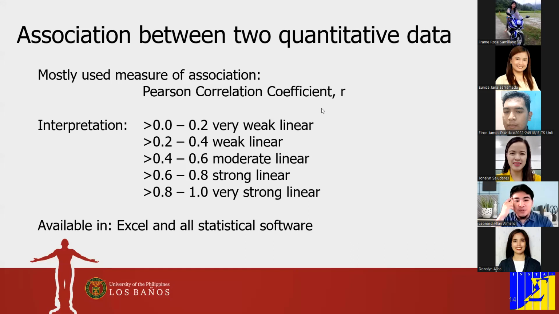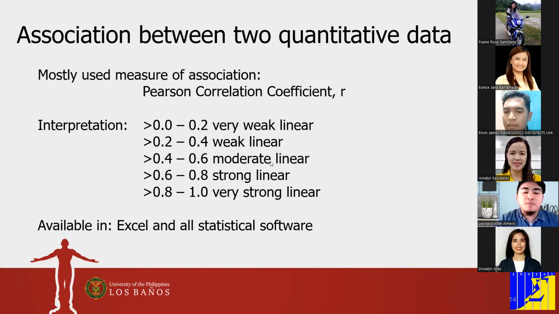Okay, dito tayo sa strength ng ating Pearson correlation. So again, 0 to 0.2 is very weak, 0.2 to 0.4 is weak, and so on. 0.8 to 1 is very strong. Now kapag po 1, perfect linear association po ang tawag niya.